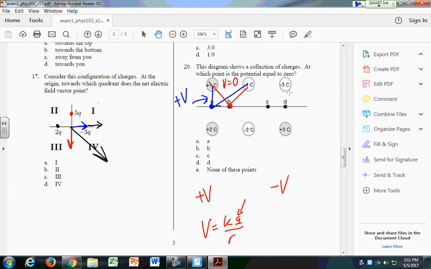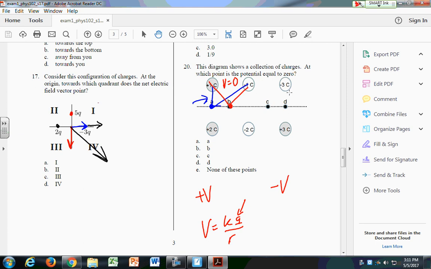Going to be positive because the positive charge will have a bigger potential because this will be negative. It's not important. Don't worry about it. Forget it. Rewind about 10 seconds because I don't want to confuse you.